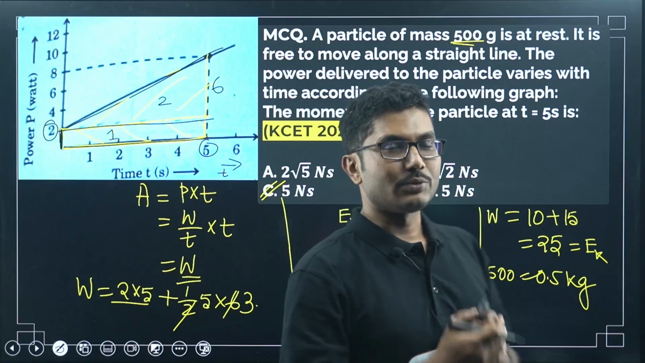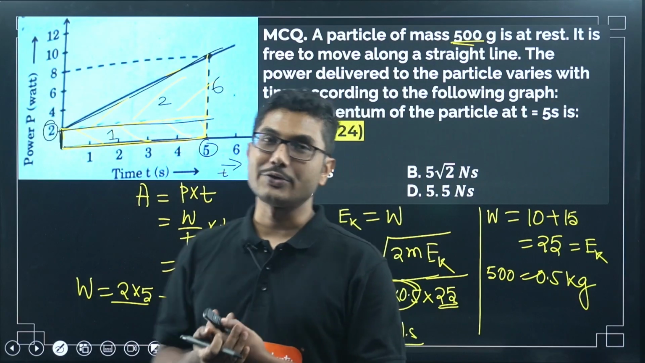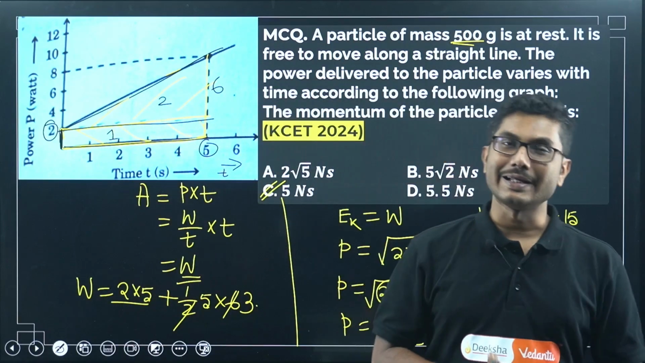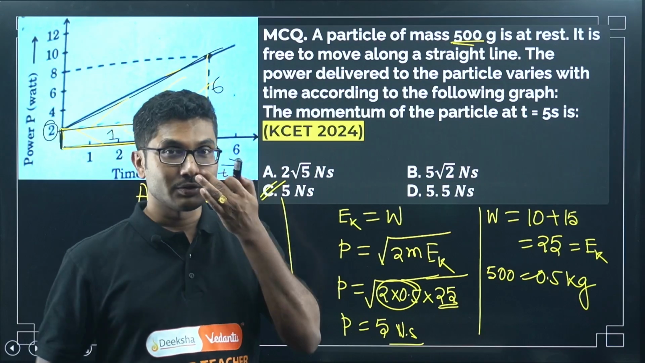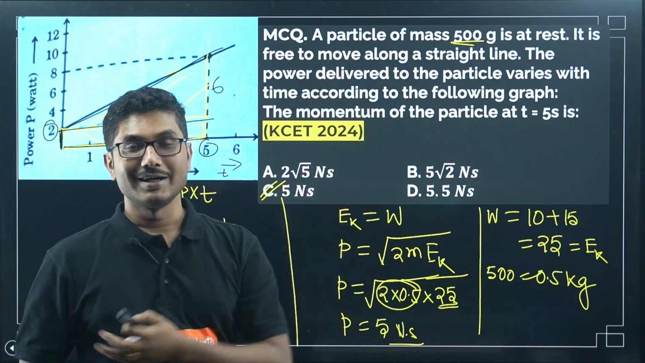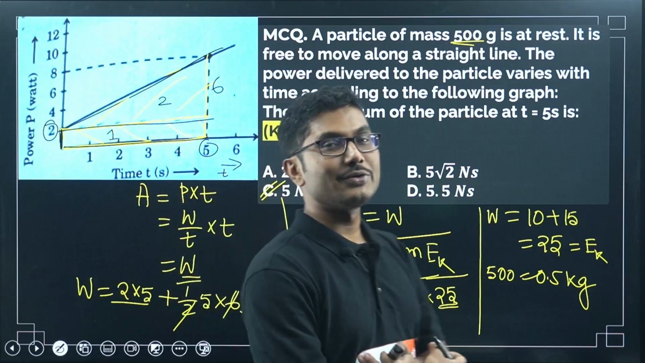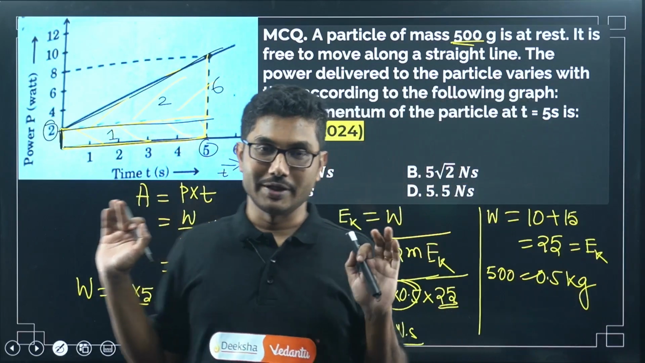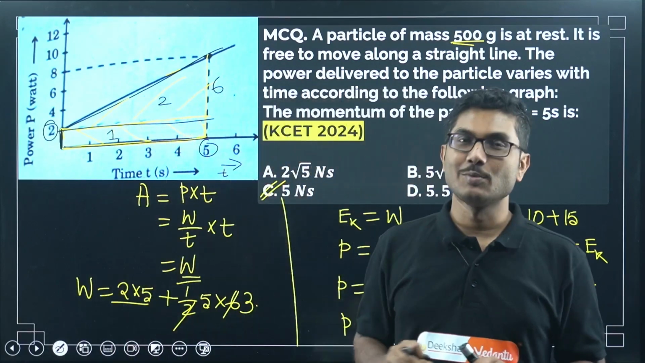That area is work done, and that work done is equal to the kinetic energy by the virtue of the work-energy principle. Now you know the relationship between kinetic energy and momentum, so you can calculate the momentum. If you read the question for the first time and have not solved a similar question, it will seem like, okay, this is not my cup of tea, this is too hard for me. But this is not hard, this is very simple.